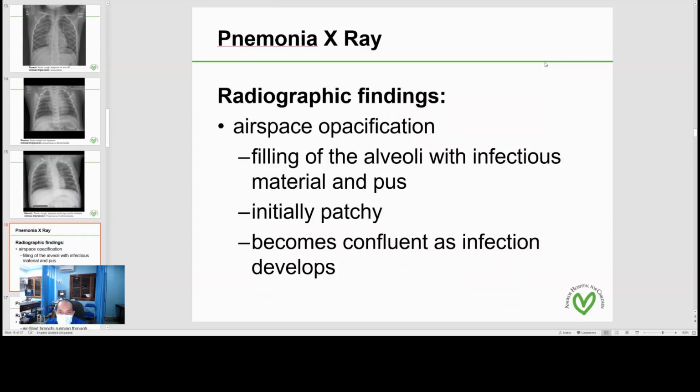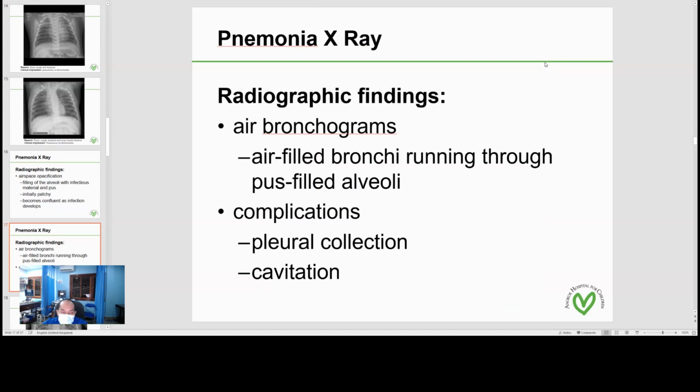So how to assess pneumonia in chest X-ray? First of all, we have to find the airspace consolidation. That means the filling of the alveoli with infectious material, at first initially probably patchy as in the recent case, and then becoming confluent as infection develops. And the second point, we have to look for the air bronchogram, which happens because of air-filled bronchi running through pus-filled alveoli. And the last one, we have to look for complications of pneumonia, like pleural collection, cavitation.